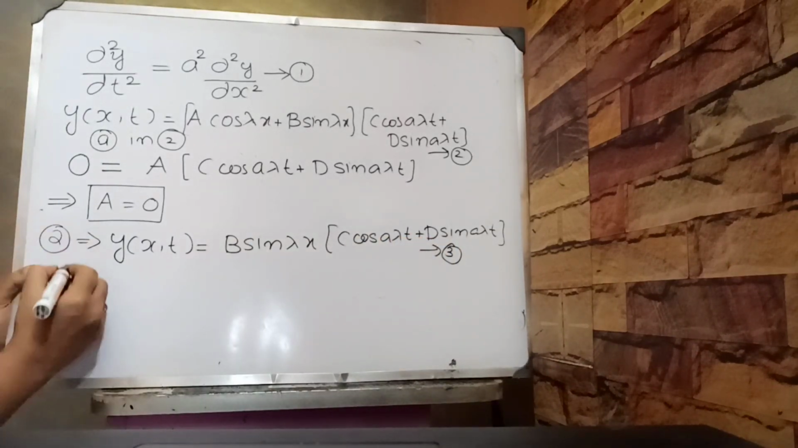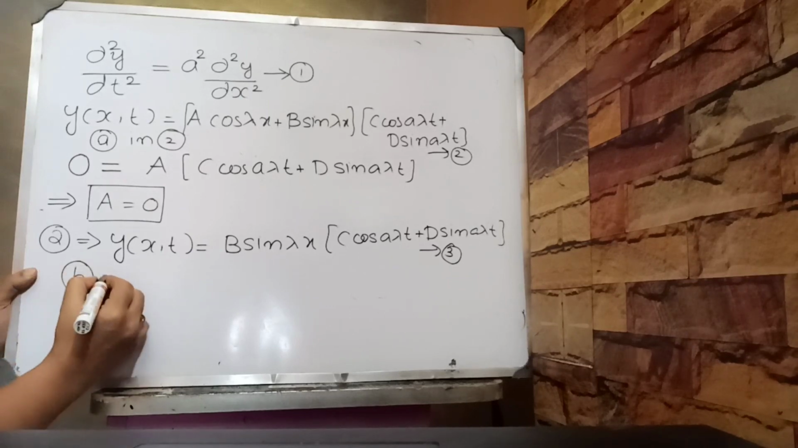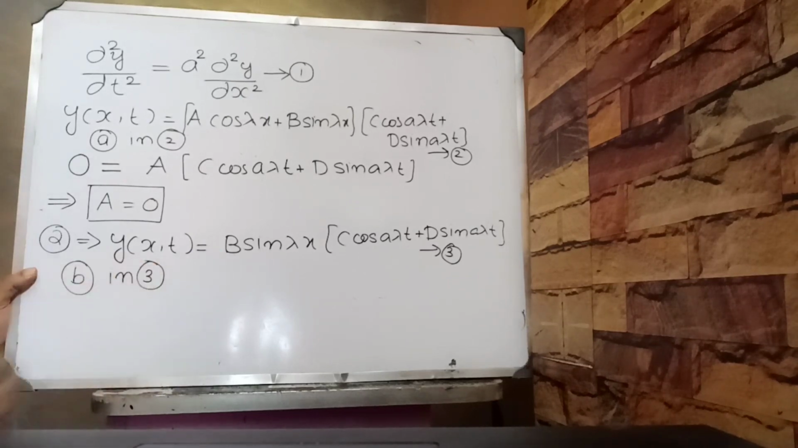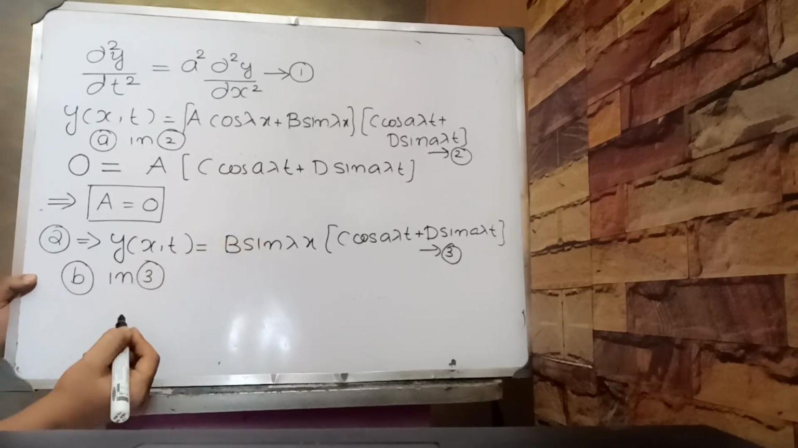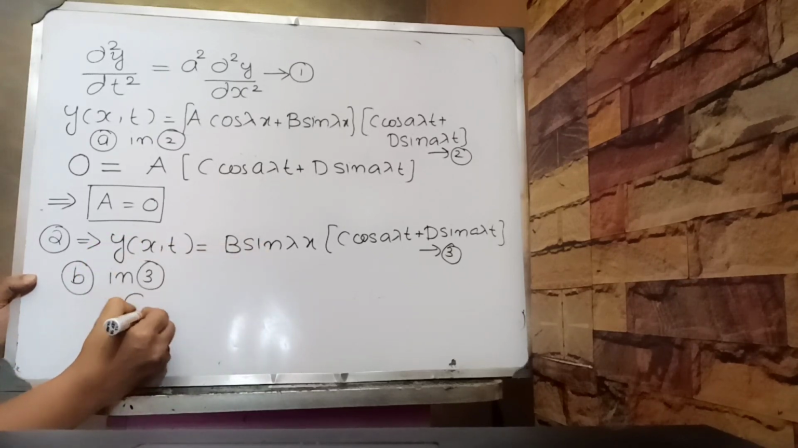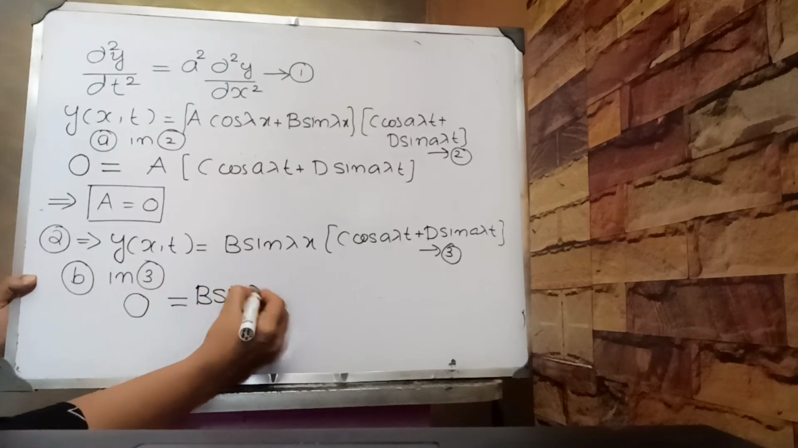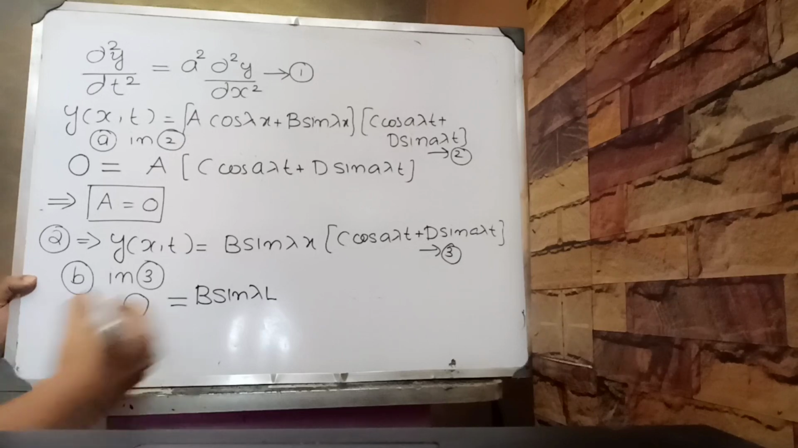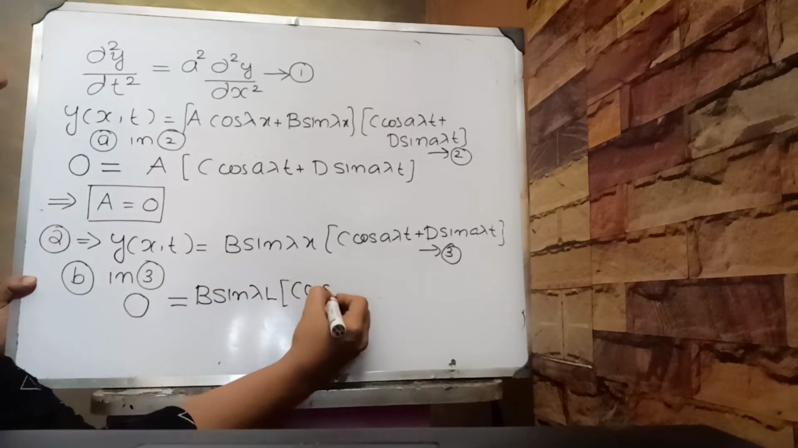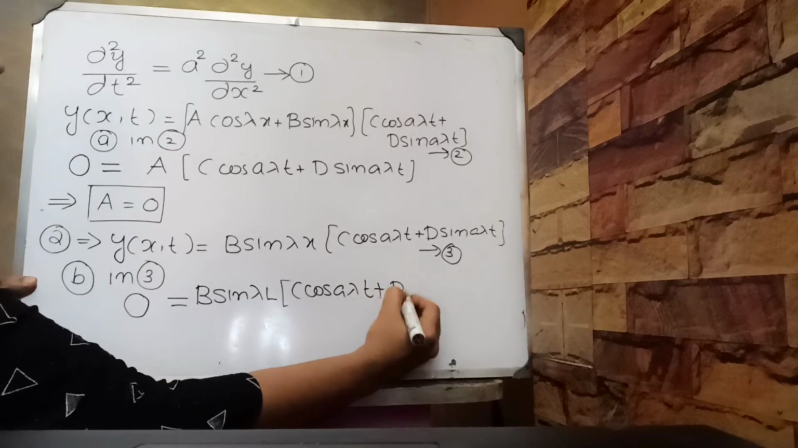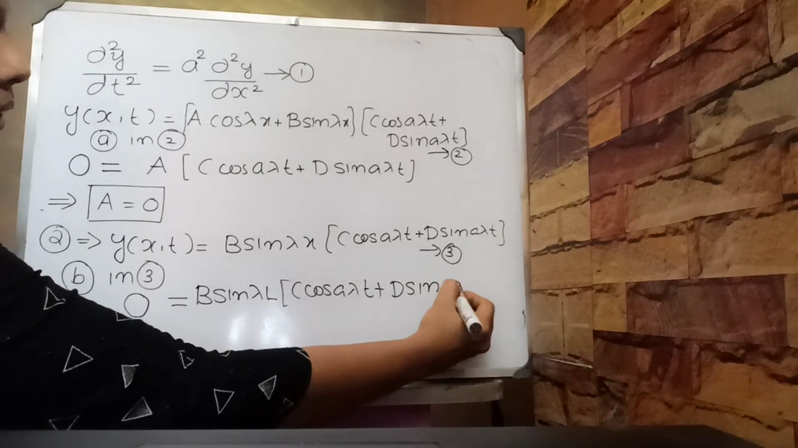In 3, we apply the second boundary condition B. The second boundary condition says that when x is equal to L, y(L,t) is 0. So you have to put x equal to L in equation 3 so that y(x,t) is 0. Then we have 0 equal to B sin λL into (C cos aλt plus D sin aλt), where instead of x you put L.